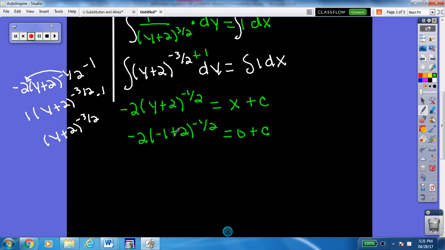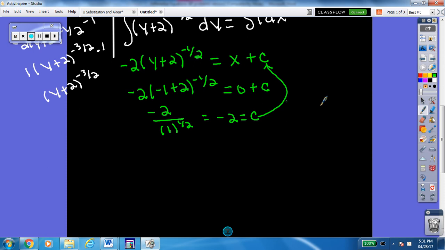This looks a little scary, but it actually works out to just 1. So this is 2. If I send it downstairs, I end up with 1 to the 1/2. That's the same thing as the square root of 1. So I end up with negative 2 is equal to 0 plus c, which is c.